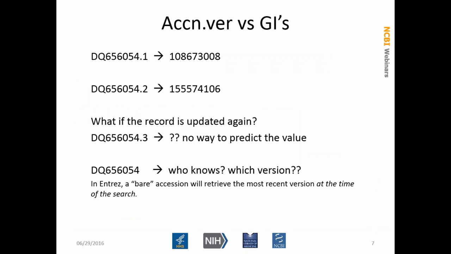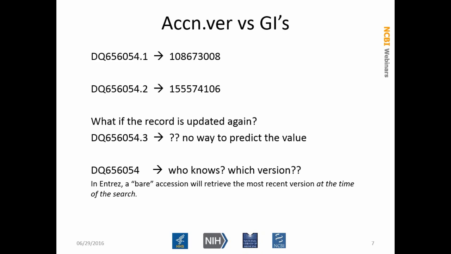So the point about accessions versus GIs is that accessions point to a particular version of a record if you include the version suffix, and the GI points to that same record. So a given version of a record has always had 2 identifiers, the GI number and the accession.version. So DQ656054.1 points to that particular GI number. The updated record 656054.2 points to a different GI.